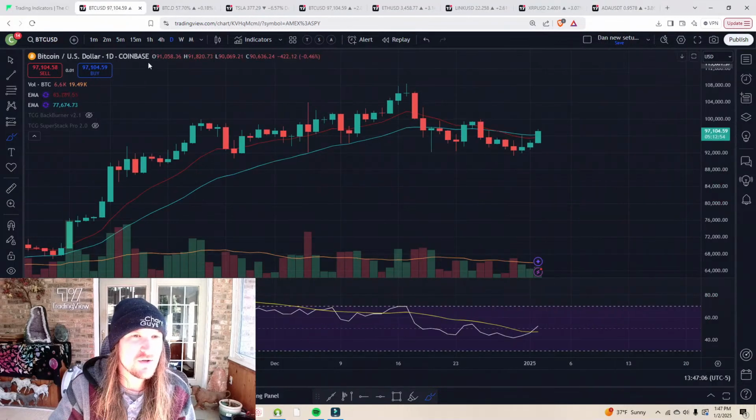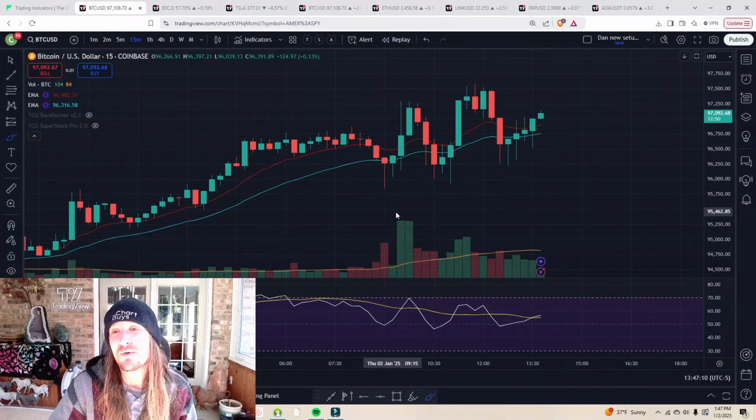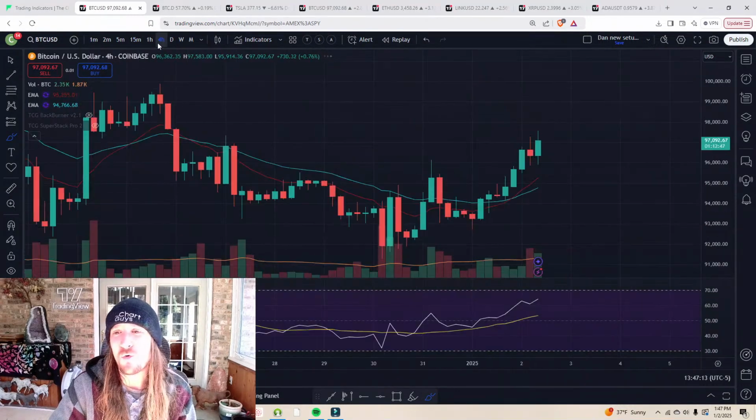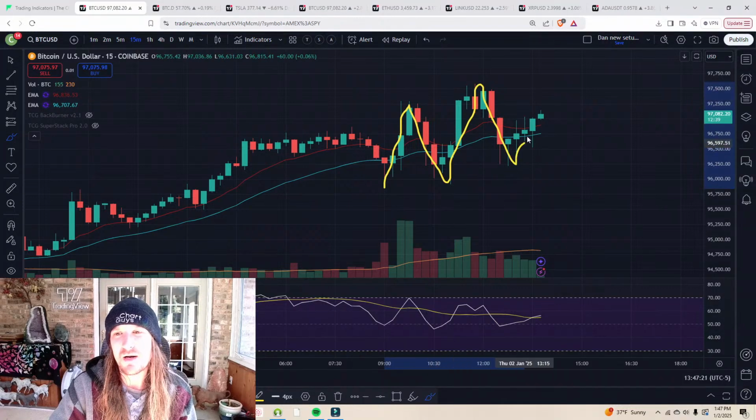NASDAQ's trying to bounce here in the short term. Bitcoin benefiting. Bitcoin's a possible 15-minute head and shoulders. If we're going to see 4-hour consolidation, it would be via a 15-minute head and shoulders. Keep an eye on that over the next couple hours.